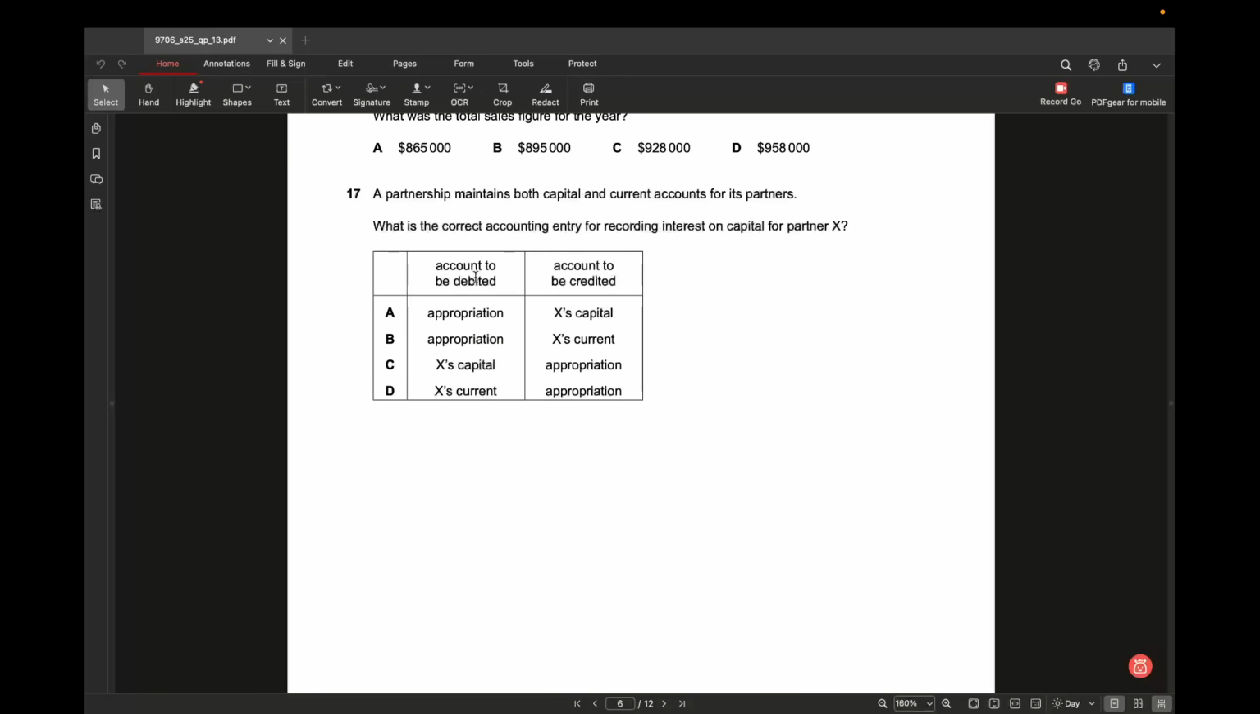Appropriation account to be debited and X current account should be credited, because they are maintaining both capital and current account. In current account, all the appropriation items would be recorded, like interest on drawings, interest on capital, partner's salary, share of profit. Everything will be recorded on the current account. And in capital account, we only write down capital details, like how much partner invested, or how much additional money partner has given in the business.